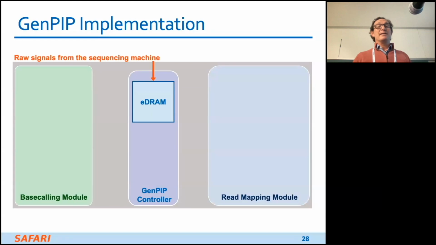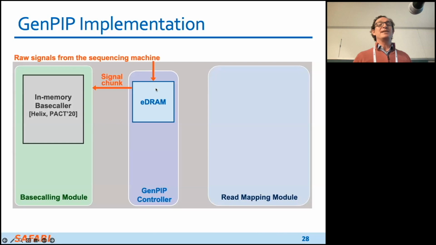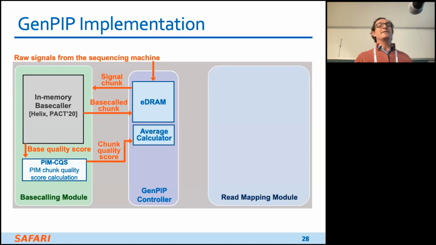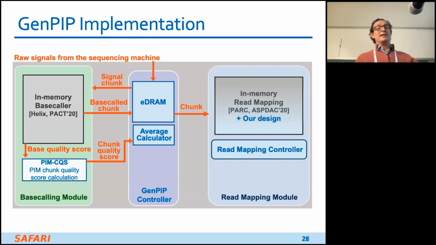Essentially, we have a GenPIP controller that gets raw signals, stores them in embedded DRAM, and then sends a chunk to an in-memory base caller, which looks at the quality scores. If the quality score is good, it continues with computation, and the continued computation goes to an in-memory read mapping engine. As I said, these two are based on prior works using RAM, but it has some new design as well.